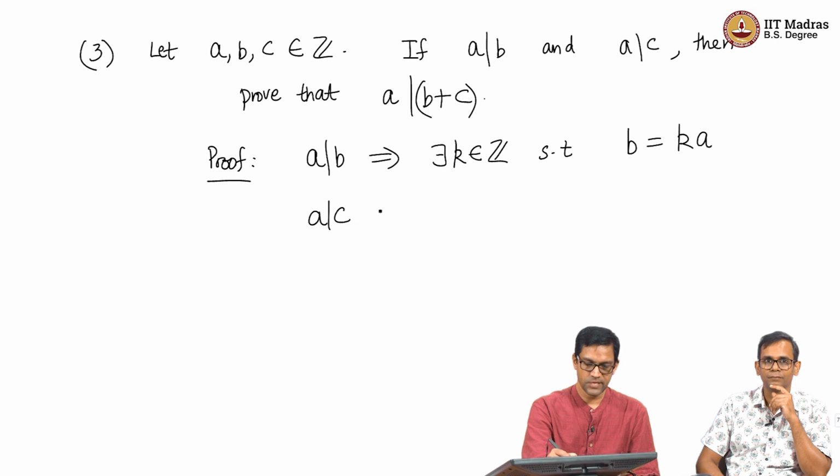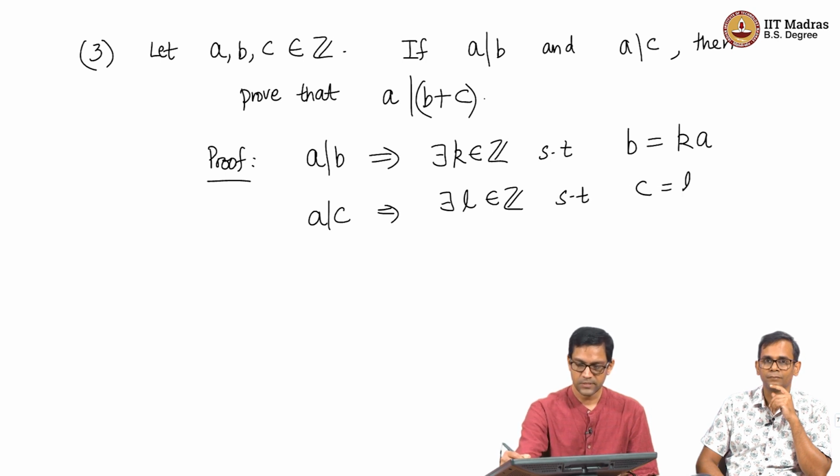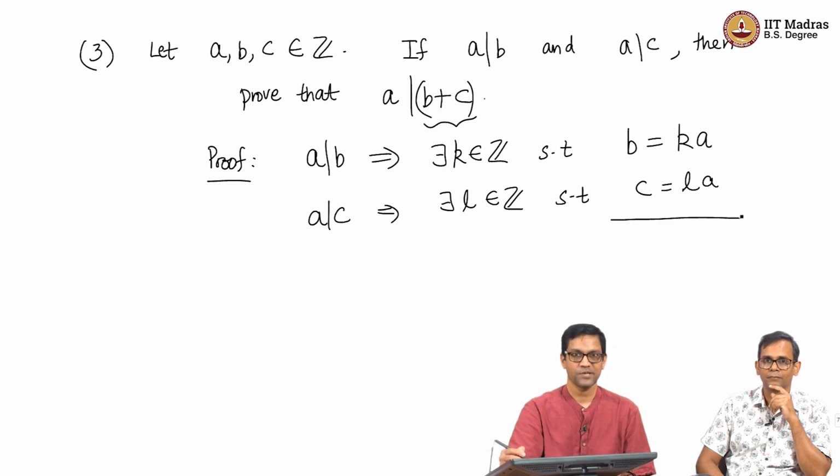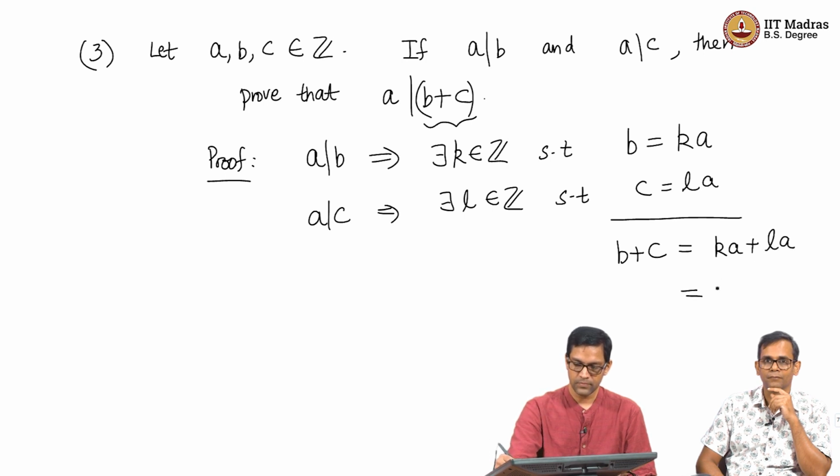We know that a divides c. So there's an integer L such that C can be written as L times A. And now what we want is to somehow look at the number B plus C. Now I'm just going to skip writing this on the margin, and let's just work this out directly. I need to somehow understand what B plus C looks like. So I'll just do the following. I will add these two equations. And so I get Ka plus La. So it's K plus L times A.